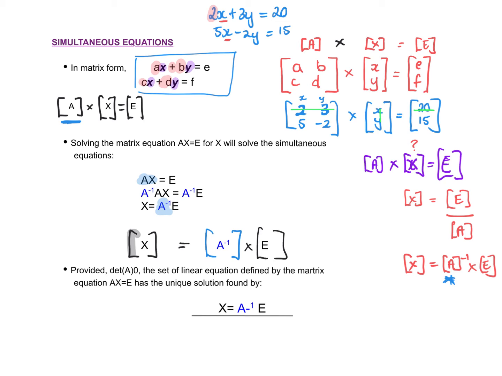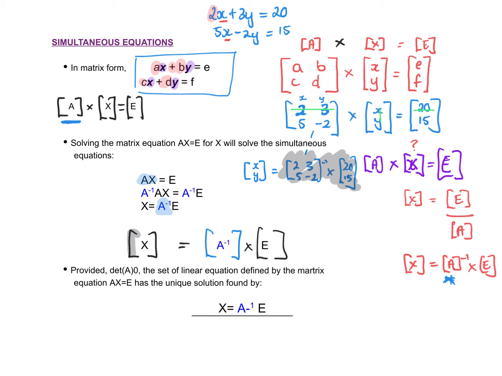So if I was going to solve our little example up here, I would go xy, because that's what I'm trying to find. What I would do is the inverse of this one, to the -1, times the other one, which was 2015. So you can do this bit on your calculator, yeah? And then you would solve that, and it'll give you an answer of x and y. So let's go have a look at that.